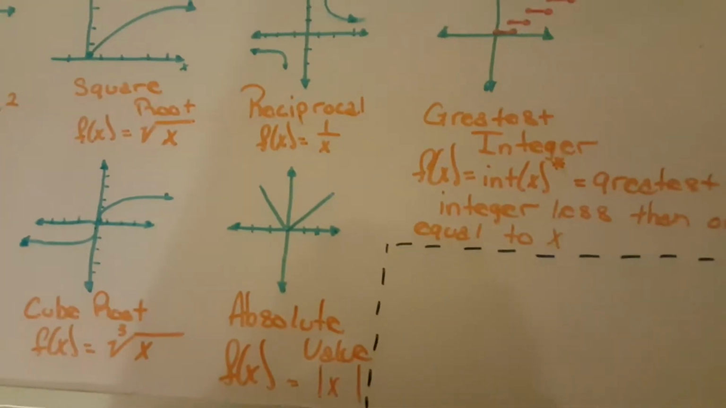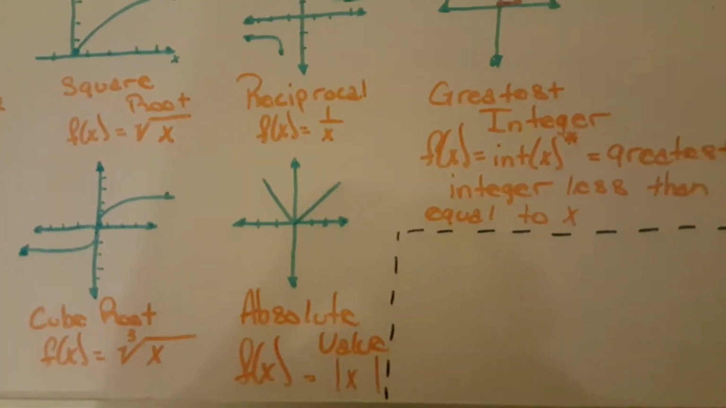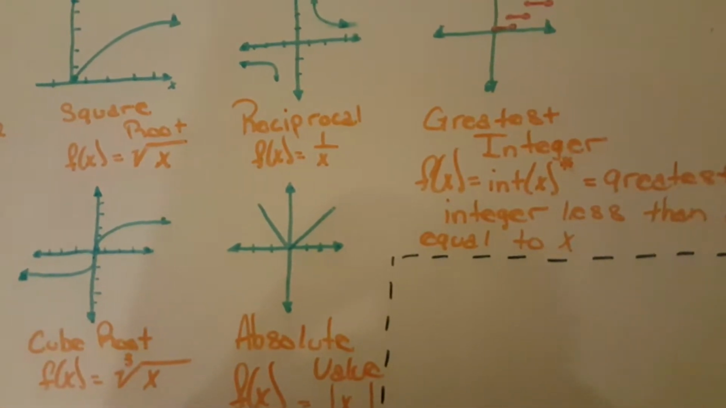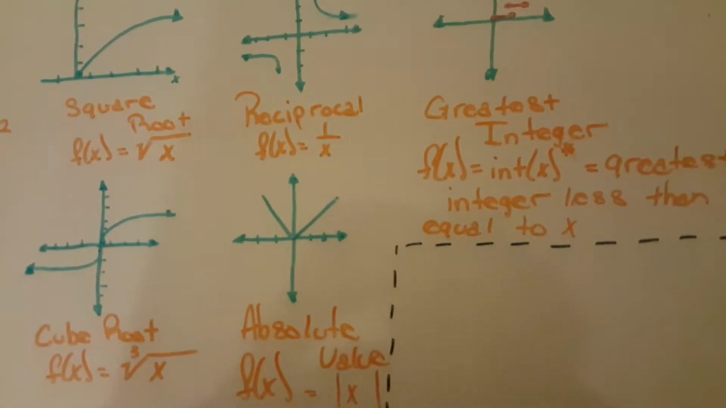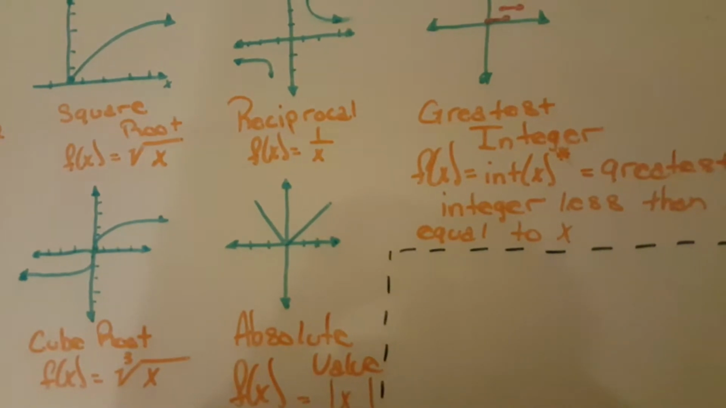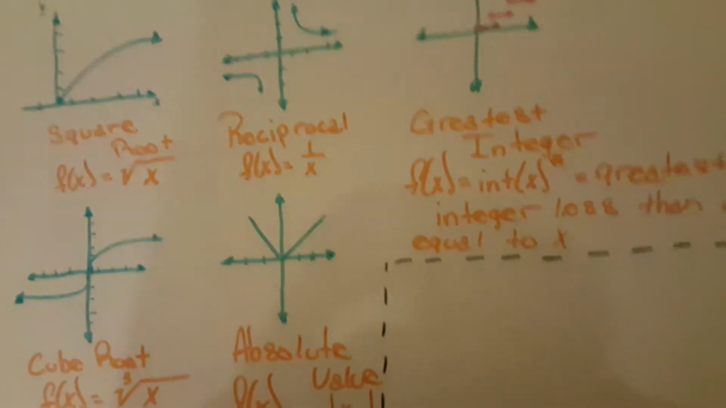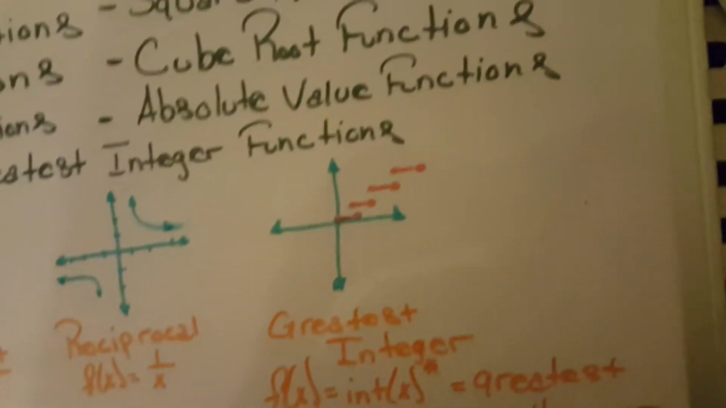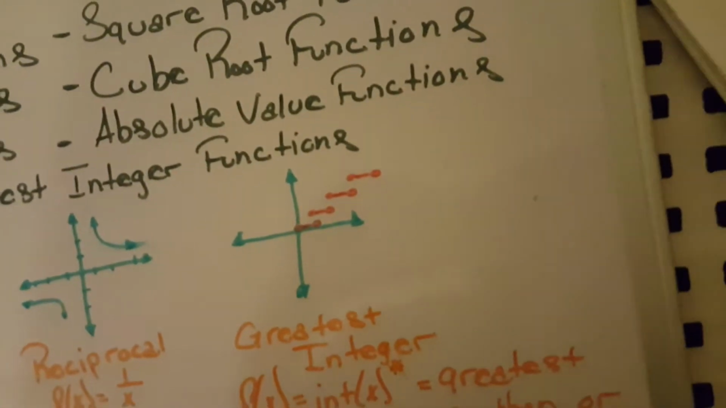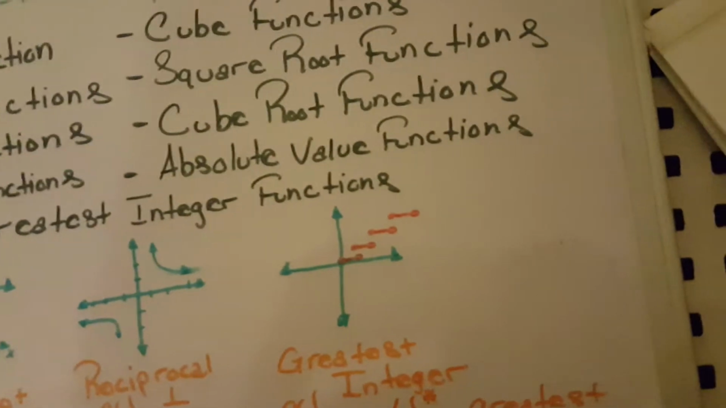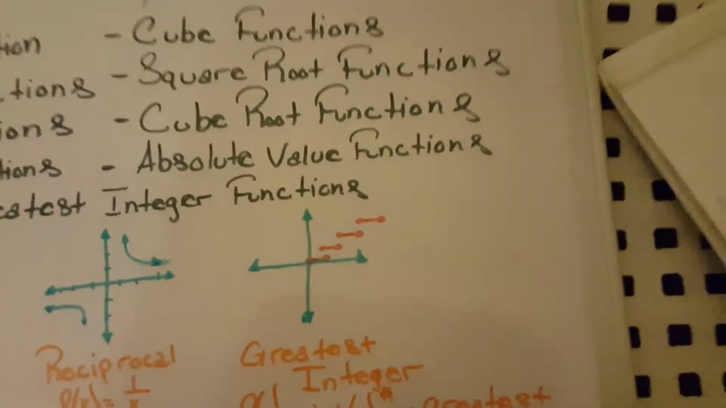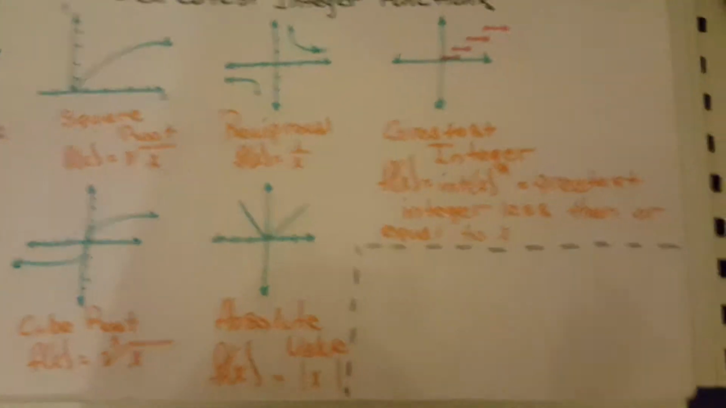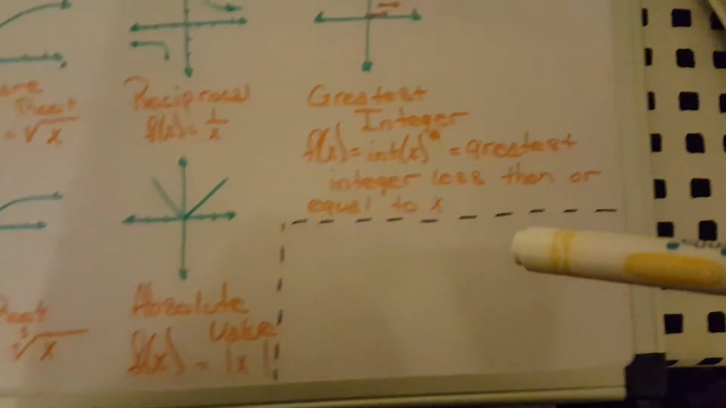Absolute value function, okay? The domain of the absolute value function is the set of all real numbers. Its range is the set of non-negative real numbers. The intercept of the graph is at 0, 0. Okay? So this is the absolute value function, okay?